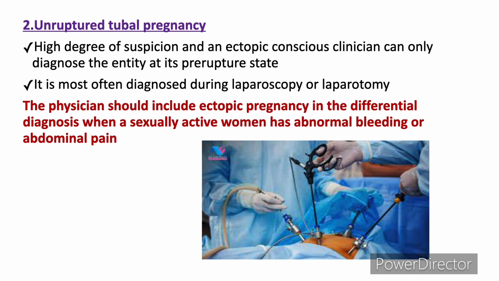Moving on to the next one, that is unruptured tubal ectopic. Here, the high degree of suspicion and an ectopic-conscious clinician can only diagnose the entity in its pre-rupture state. It is most often diagnosed accidentally during laparoscopy or laparotomy. The physician should include ectopic pregnancy in the differential diagnosis when a sexually active female has abnormal bleeding or abdominal pain.